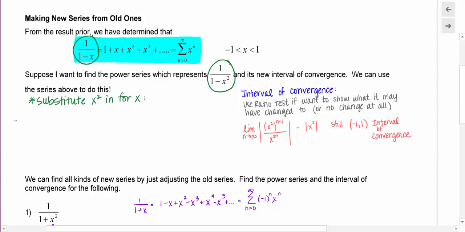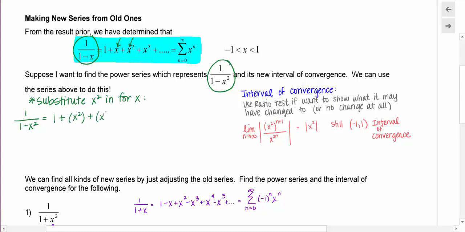So for example, 1 over 1 minus x squared is going to be equal to 1 plus, I'm substituting in x squared for x. So this is now x squared. I don't need the parentheses there, but just bear with me here.